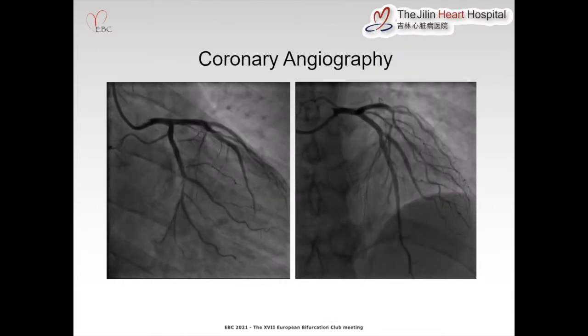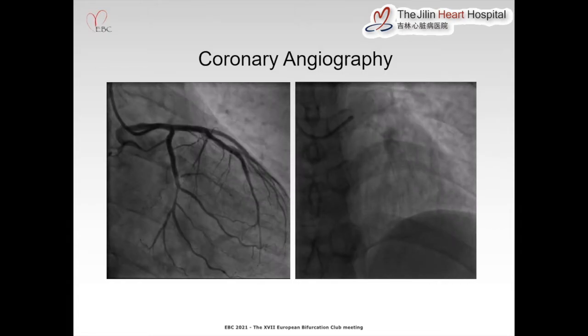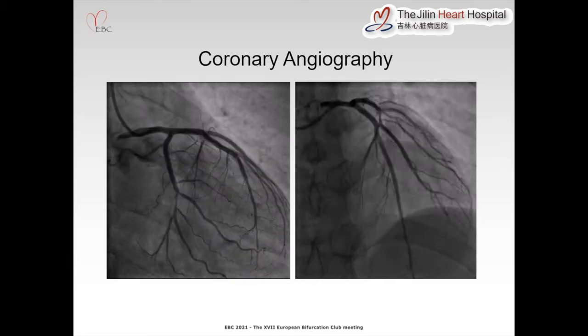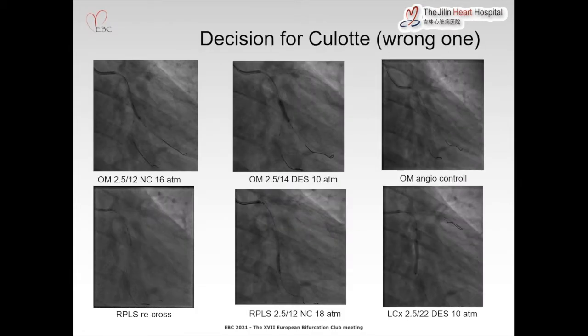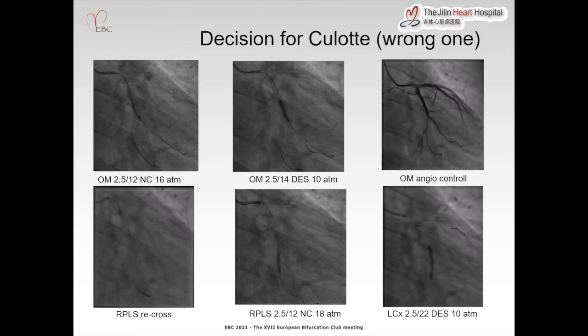This was the index procedure. The LAD-diagonal at that time was good, and you see the lesion on the circumflex and posterolateral. The operator decided to treat this lesion with a culotte, and this was probably the first wrong decision.